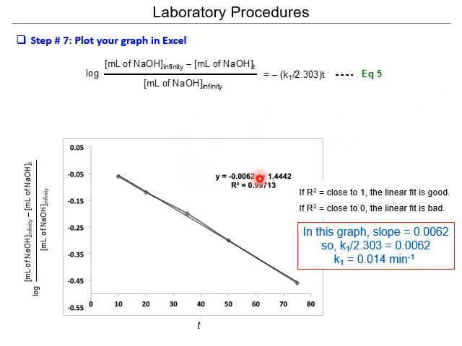In addition to the equation, you will have R squared. R squared is a sign from which you can conclude how good the linear fit is. When R squared is close to 1, the linear fit is good. When R squared is close to 0, the linear fit is bad. Usually R squared is between 0 and 1, and when it's closer to 1, it is better.